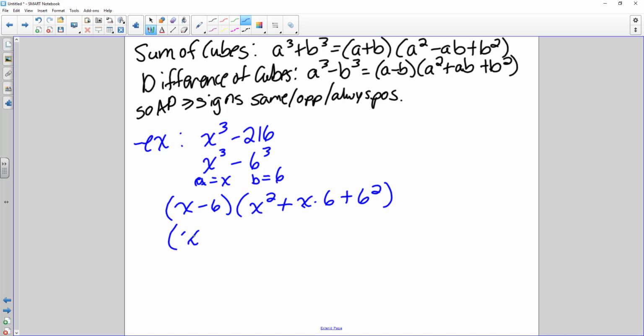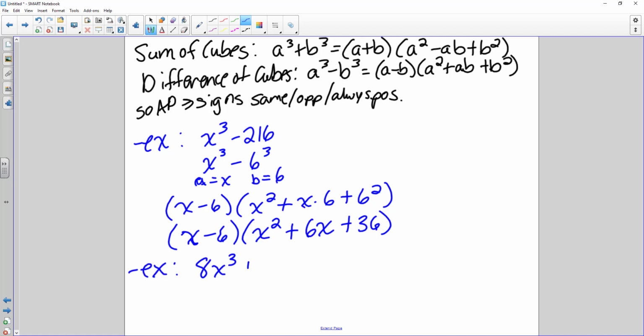And then I'll just clean this up. X minus 6 looks good. Then my trinomial I can clean up a little bit. X squared plus, we usually write that as 6x. And I can actually do 6 squared, so that's 36. Okay, so that was the difference. Let's do a sum.